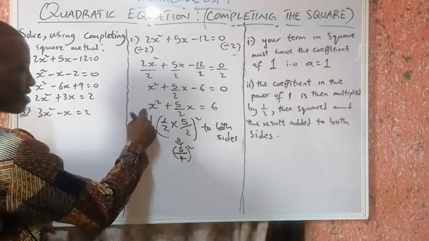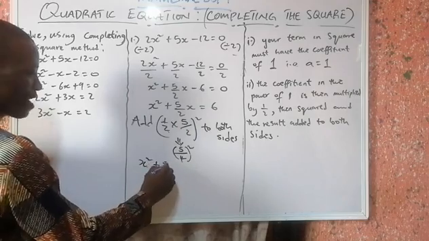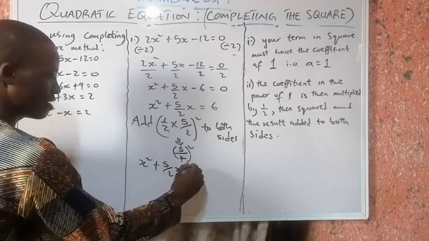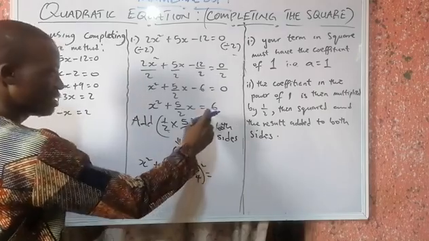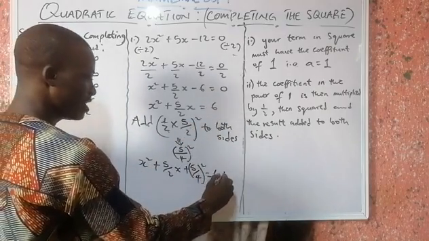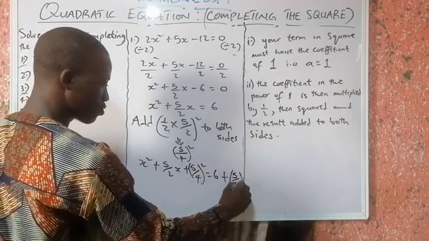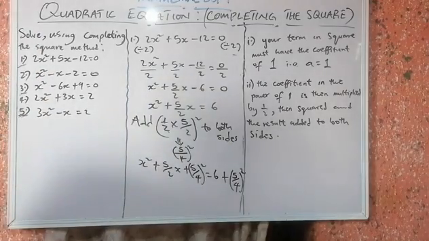So both sides means this side and this side. So I have x squared plus 5 over 2x. I'm adding this to this side, plus 5 over 4 squared, equals. This side has 6 already, so I'm now adding this one, that is 5 over 4 squared. So this is what I will have.